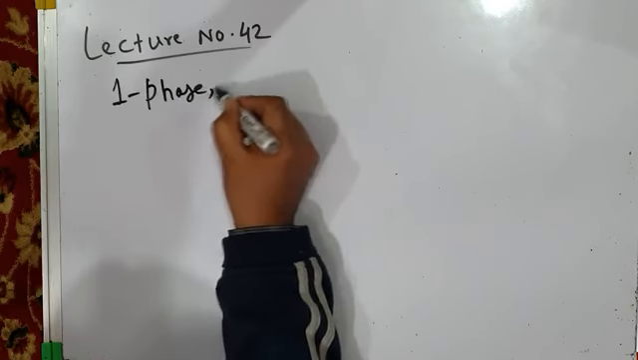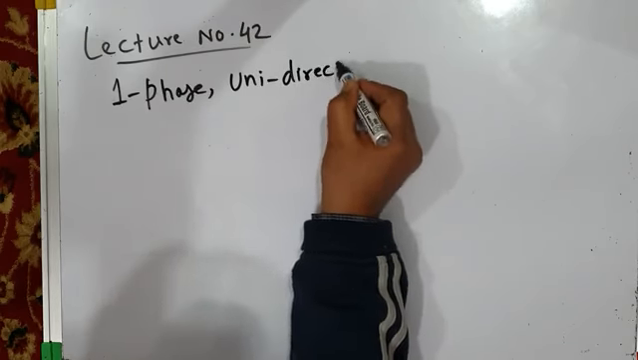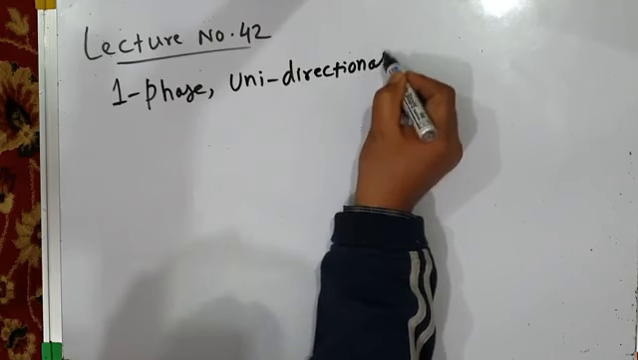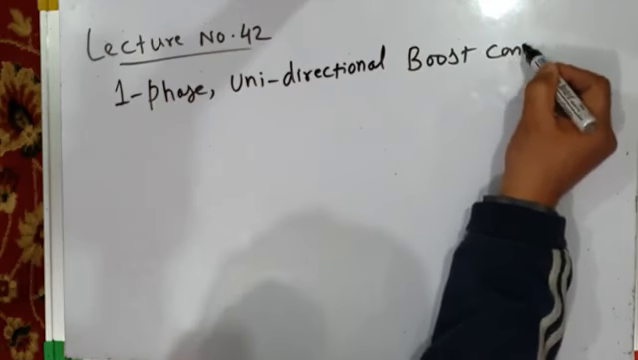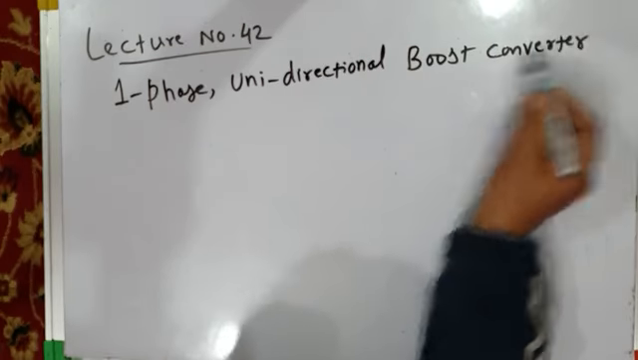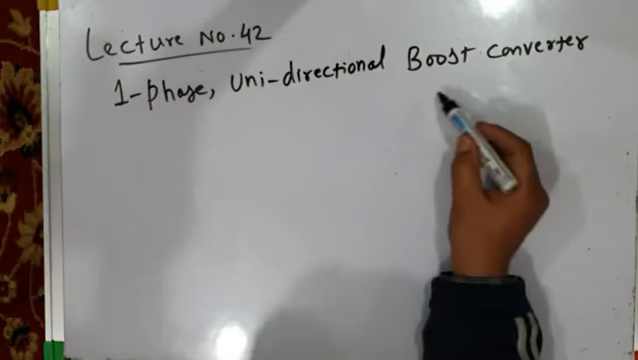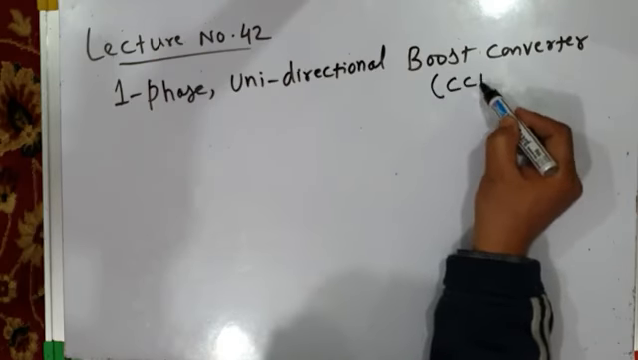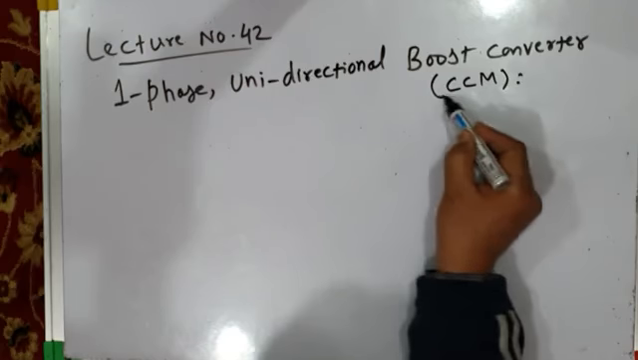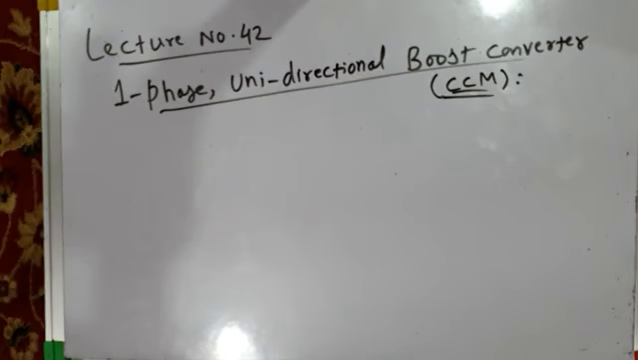unidirectional boost converter. We have already studied the single phase unidirectional boost converter, but that boost converter was operating in discontinuous conduction mode. Today we will again study the single phase unidirectional boost converter, but in CCM. CCM means continuous conduction mode of operation.